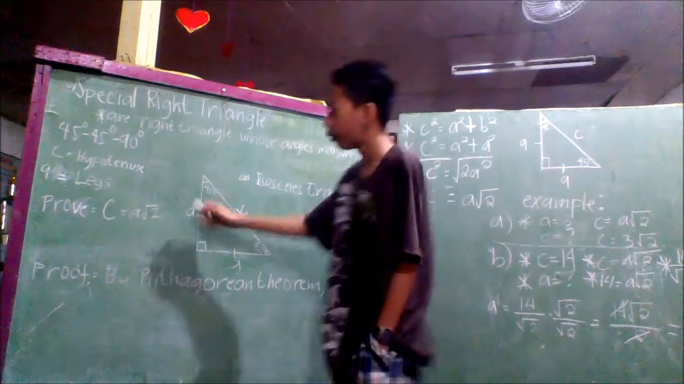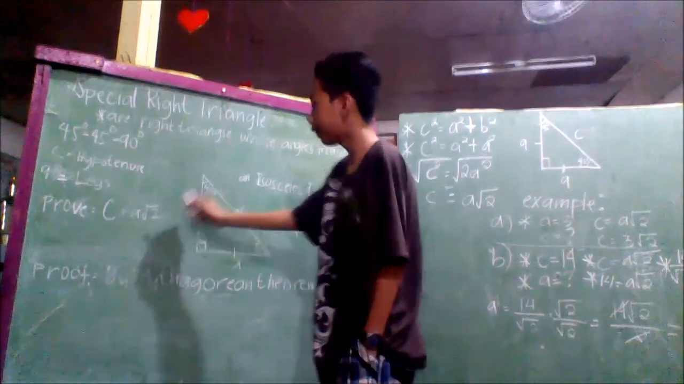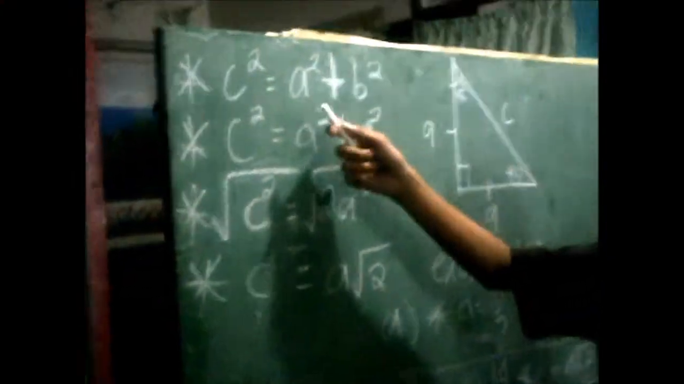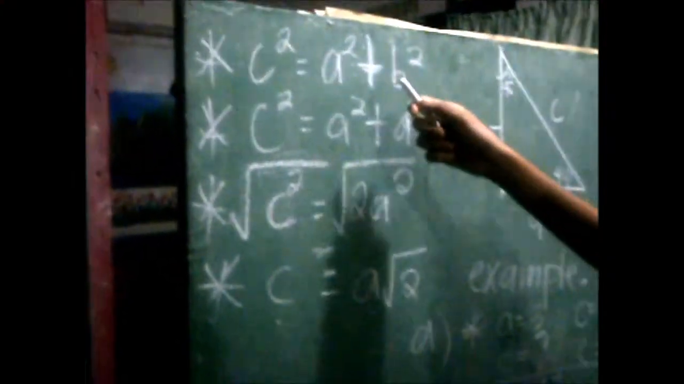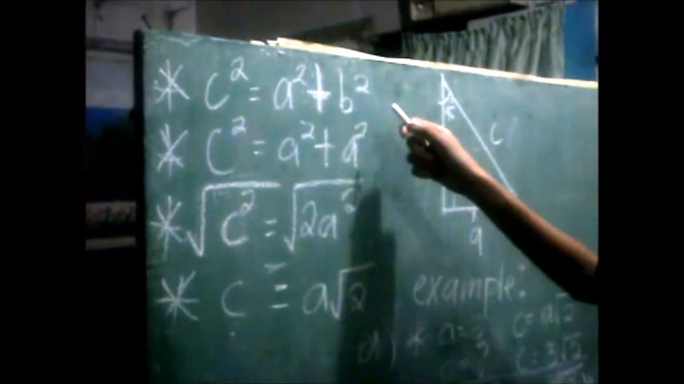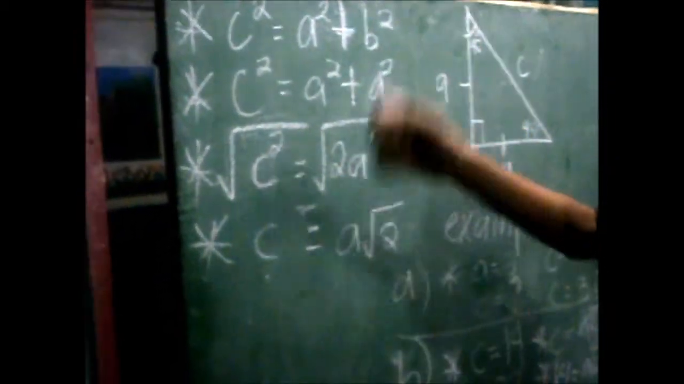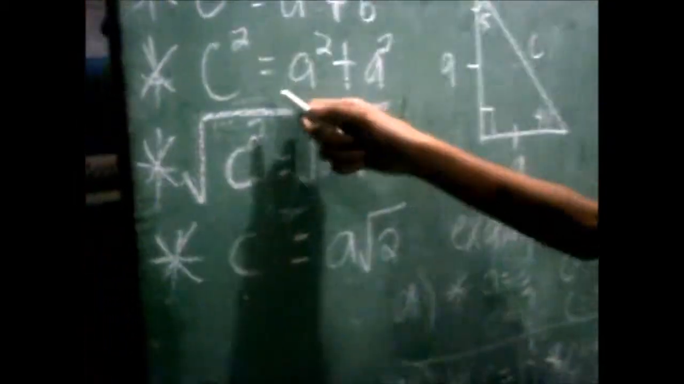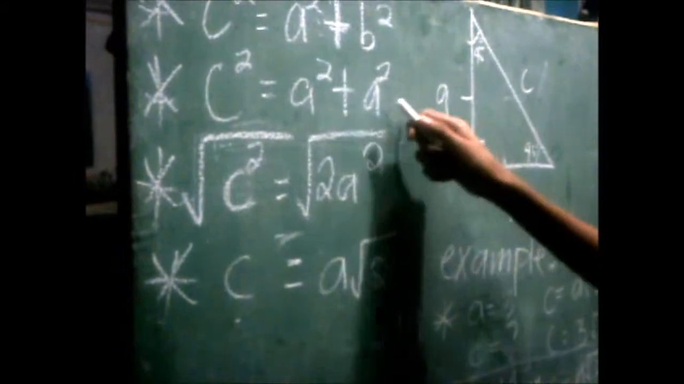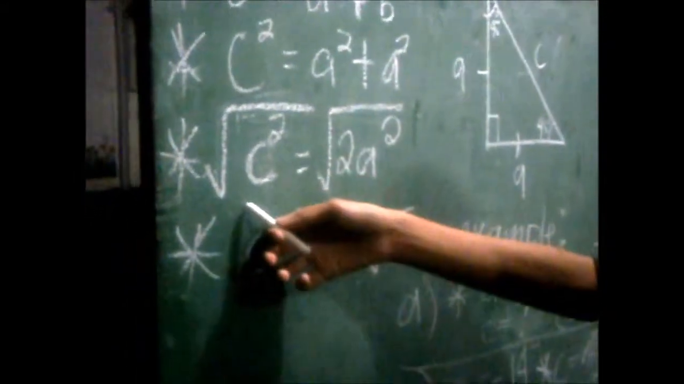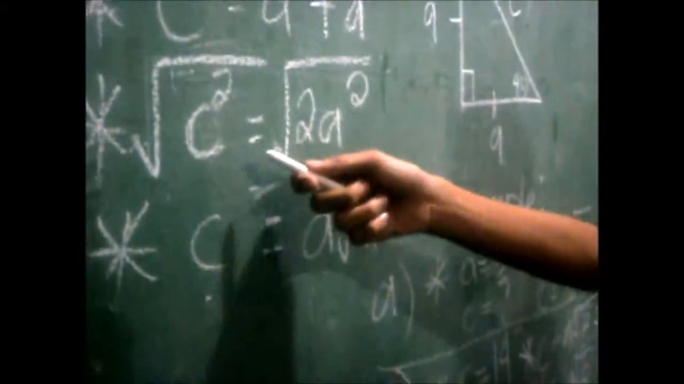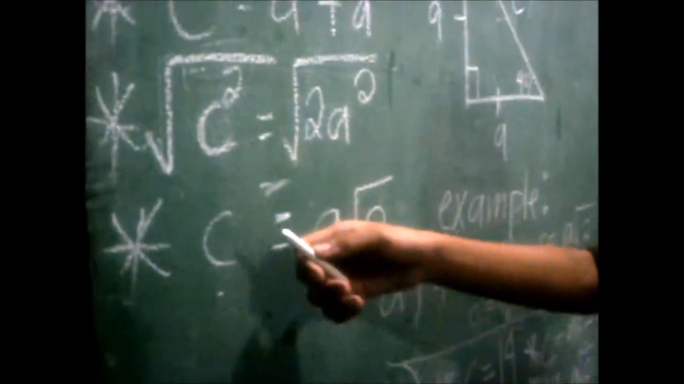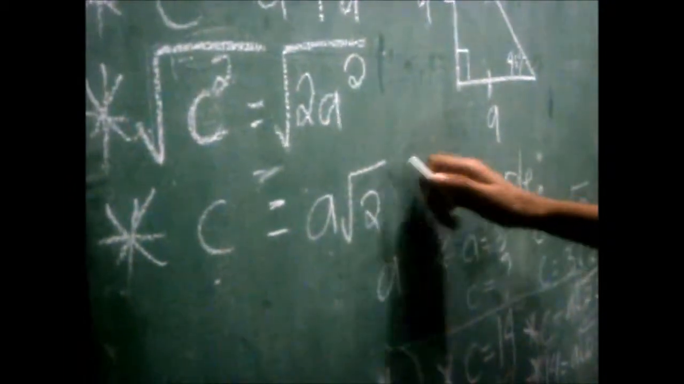But how? Now we will prove this by using the Pythagorean theorem. The formula for the Pythagorean theorem is C squared is equal to A squared plus B squared. Since we changed that, C squared is equal to A squared plus A squared. The square root of C squared is equal to the square root of 2A squared. Simplifying this, C is equal to A square root of 2.